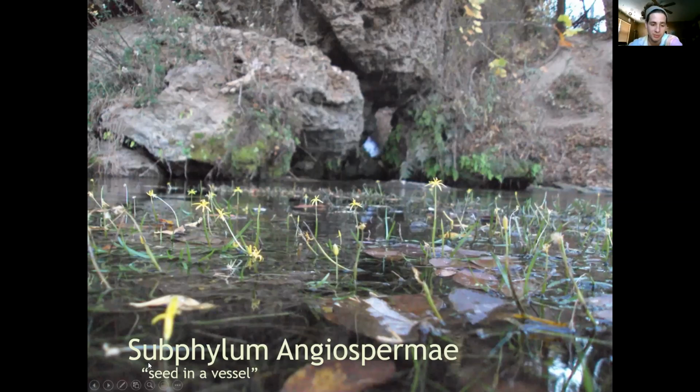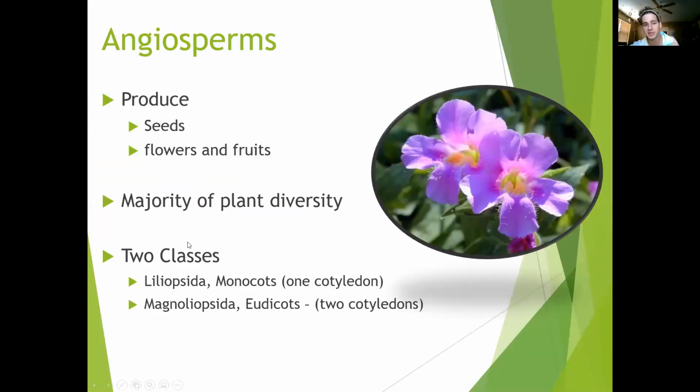So that means seed in a vessel, angiosperm. So fruits, the good stuff. They produce seeds, more importantly, flowers and fruits. They comprise the majority of plant diversity. They are divided into 2 classes, Liliopsida, so our monocots, and Magnoliopsida, so our eudicots.